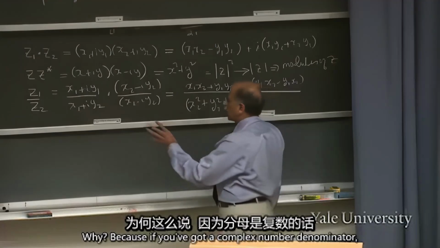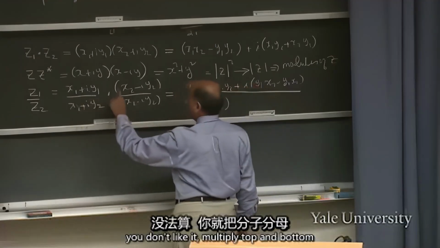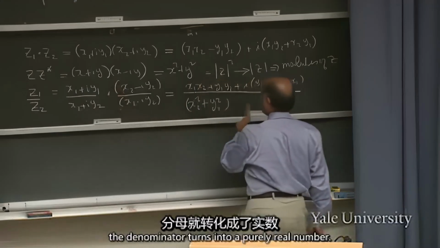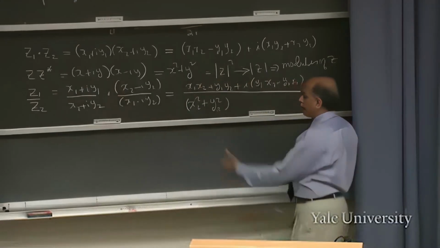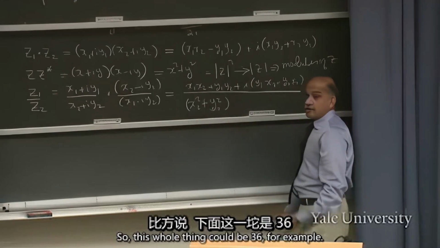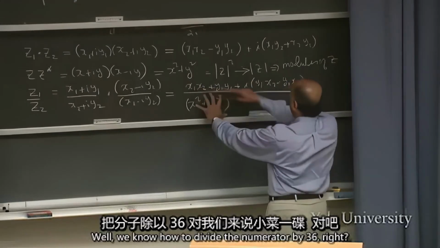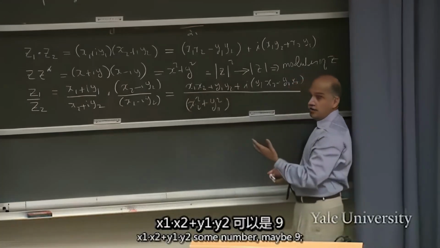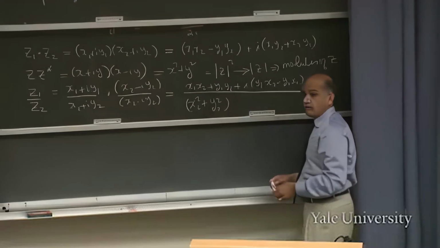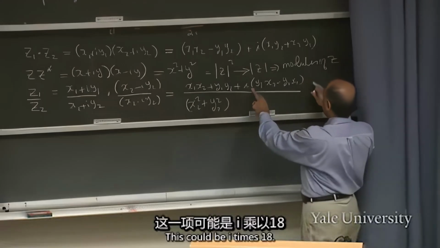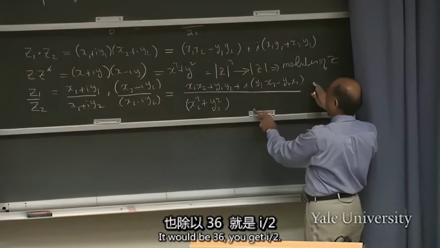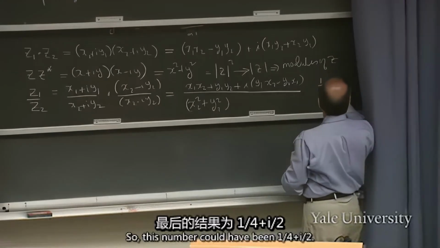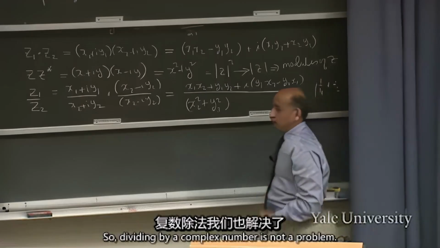Why? Because if you got a complex number denominator, you don't like it, multiply top and bottom by the complex conjugate of this guy, the denominator turns into a purely real number. So this whole thing could be 36, for example. Well, we know how to divide the numerator by 36, right? x1 x2 plus y1 y2 is some number, maybe 9. Then you divide by 36, 1/4. This could be i times 18. Divided by 36, you get i over 2. So this number could have been 1/4 plus i over 2. So dividing by a complex number is not a problem.